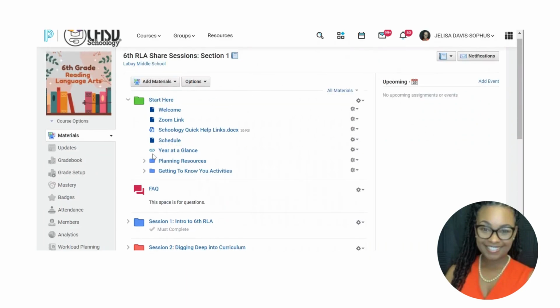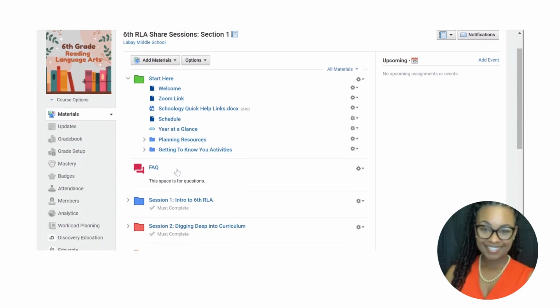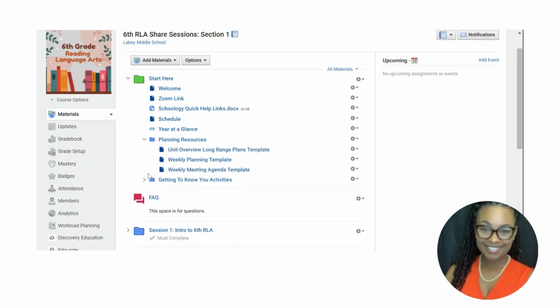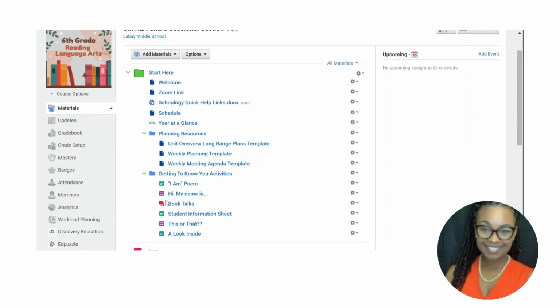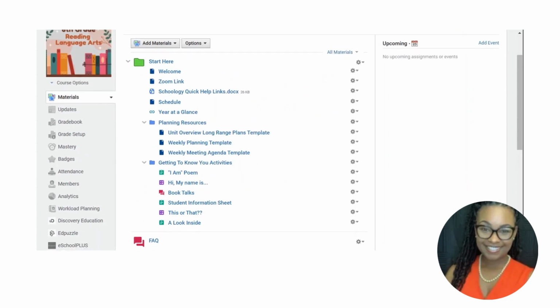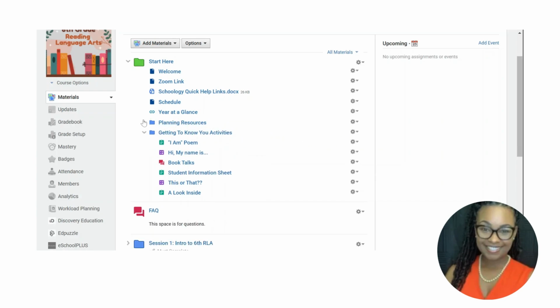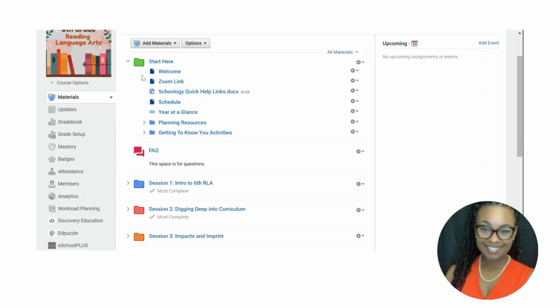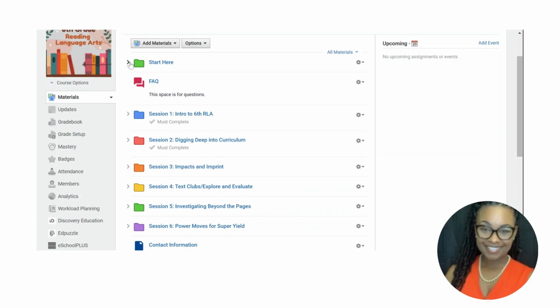The start here is at the beginning of my page. It includes the welcome, Zoom links, Schoology quick helps that'll help teachers if they get stuck when it comes to just navigating the page, planning resources, and some getting to know you activities. All of the things that are in this start here can be utilized in the classroom with the students, with the exception of the planning resources. Even the schedule and the year at a glance you can provide to the students to allow them to know where they're going and what they will be doing throughout the school year.